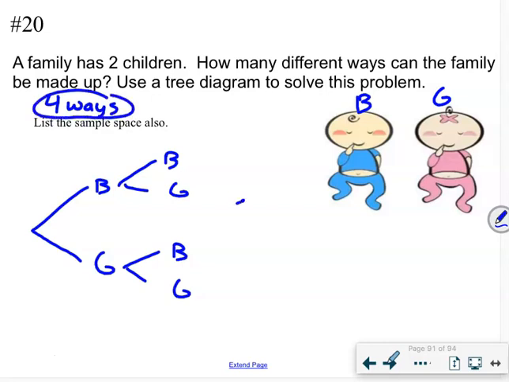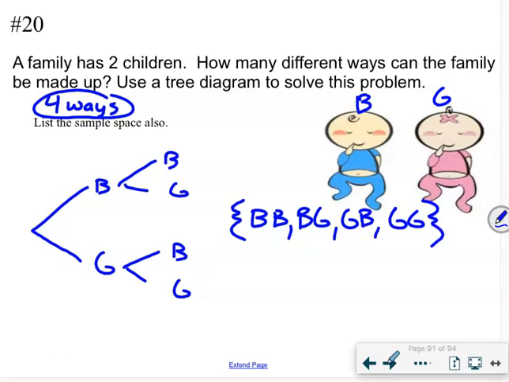The sample space is right here then. We could have a boy and then a boy. We could have a boy and then a girl. We could have a girl and then a boy. Or we could have a girl and then a girl.